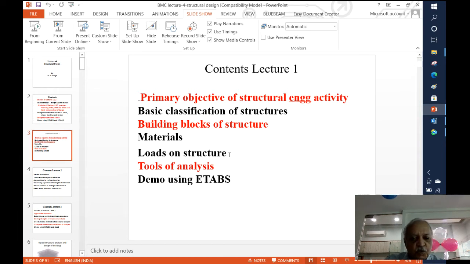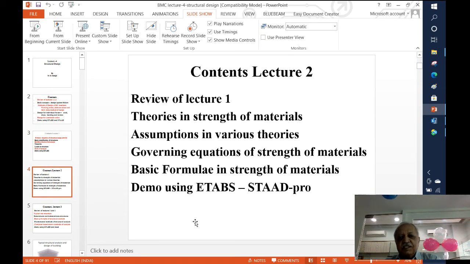Then we have seen the tools of analysis earlier, where we have the equations of equilibrium, we have the compatibility conditions, and we have the Hooke's law, which gives us the linear elastic behavior of the material, and so on and so forth. Later on, we have considered in lecture 2 various theories which are used in carrying out the stress analysis, that once you determine the individual forces, then you need to convert the forces into stresses.